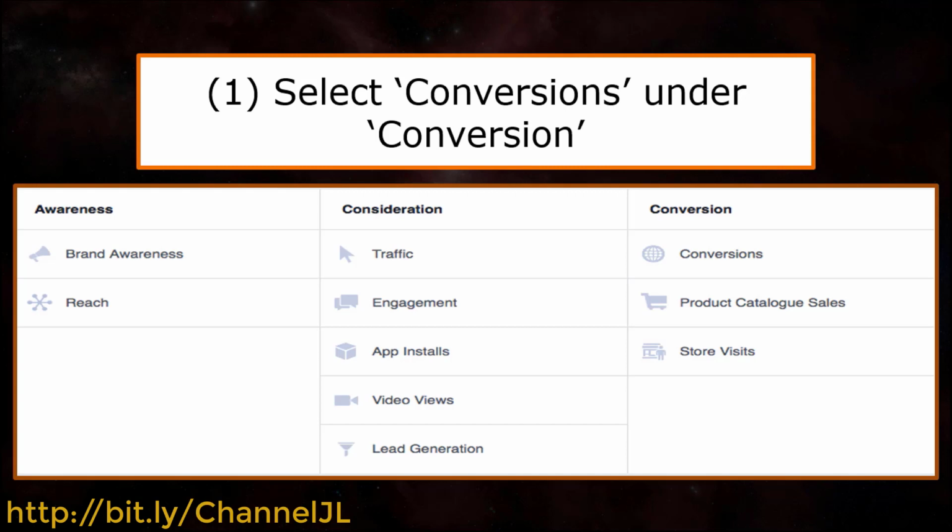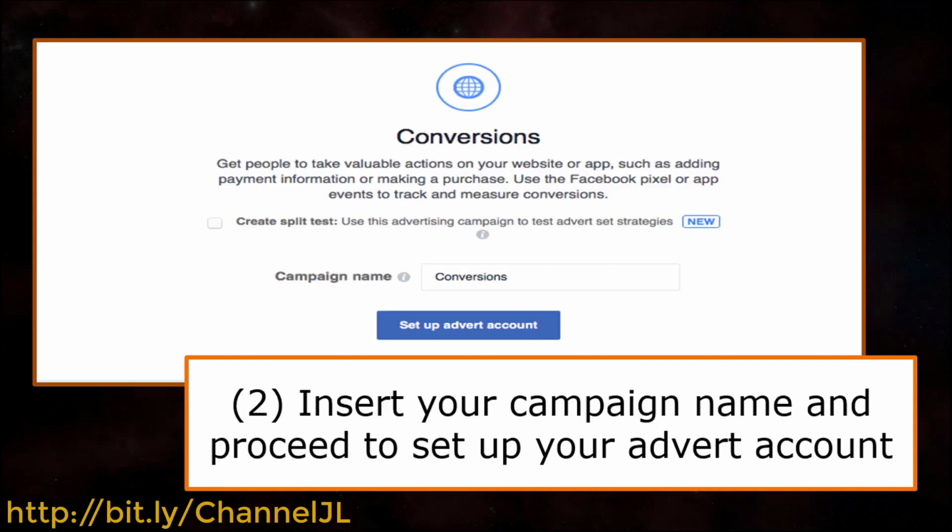First, head on to your Facebook Ads Manager, and as you can see, there are different campaign objectives you can choose from. Under Conversion, click on the Conversions option. Once you've clicked on Conversions, you will then be directed to the lower half of the page where you need to insert your campaign name. When you've filled in your campaign name, you can proceed to click on Set Up Advert Account.